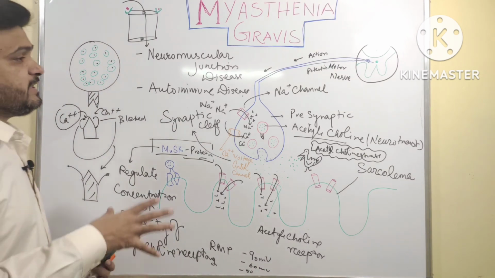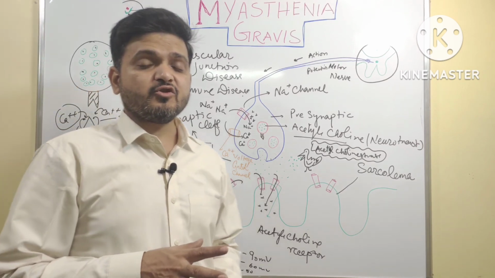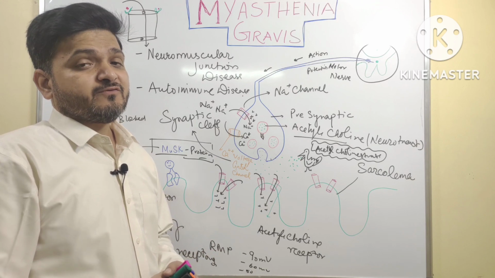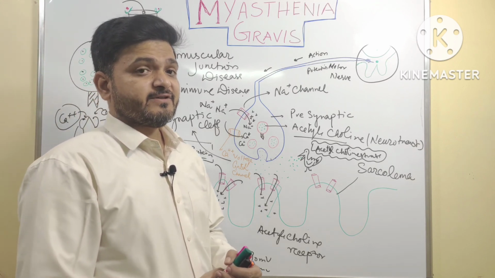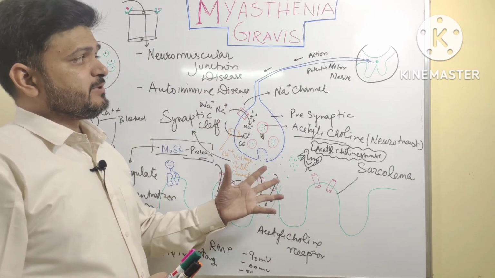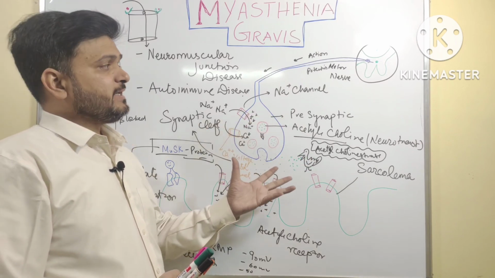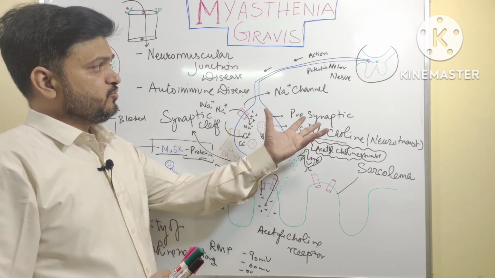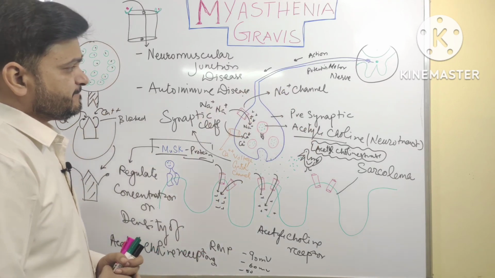So I hope that you understand the physiology of the neuromuscular junction. In the next part we will discuss the pathophysiology of Myasthenia gravis. This is very important because now you can easily understand what actually happens if you know the normal function, right?